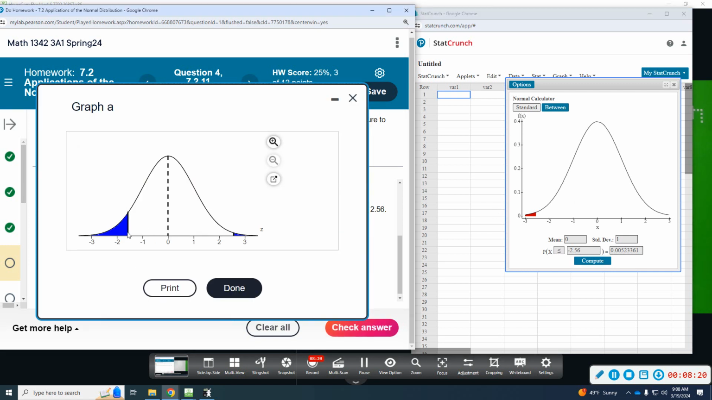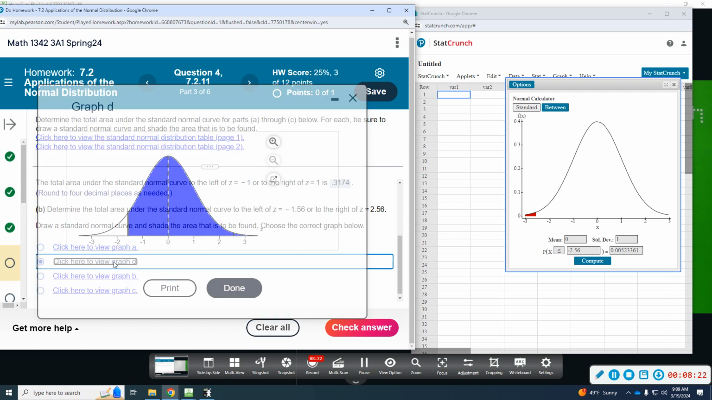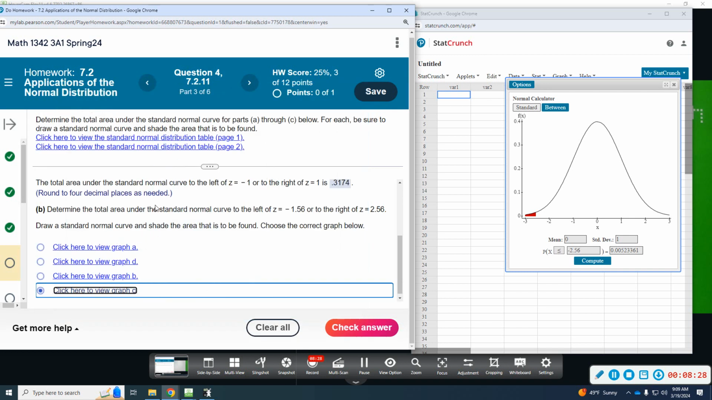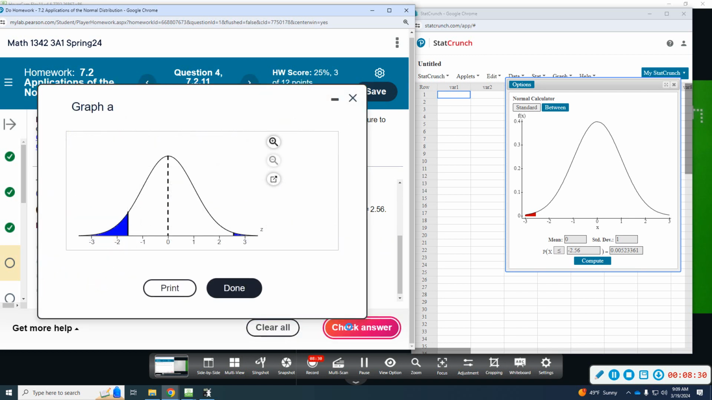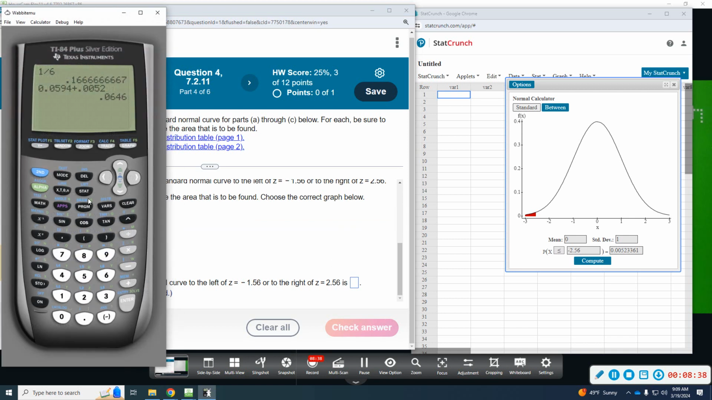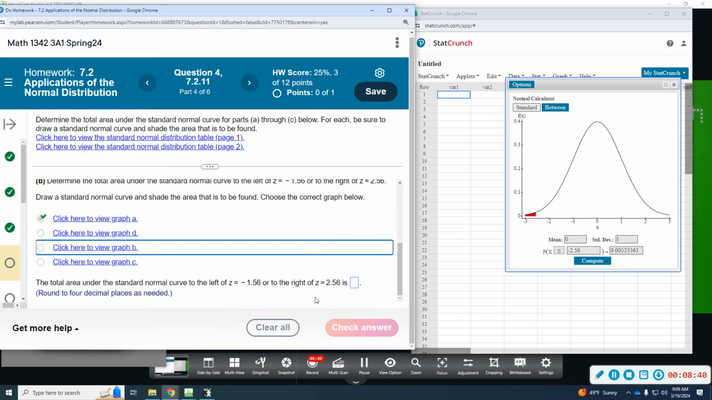Okay, so first we're going to pick out the graph. That looks about right. The outside, but let's check them all. Nope. Nope. Nope. So the first one. Alrighty. And then the area left and right, which we just got from our calculator, which was 0.0646.